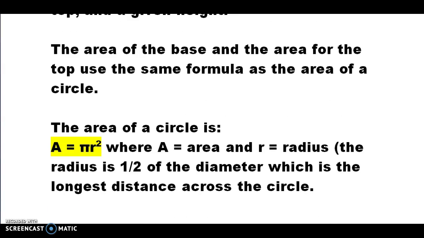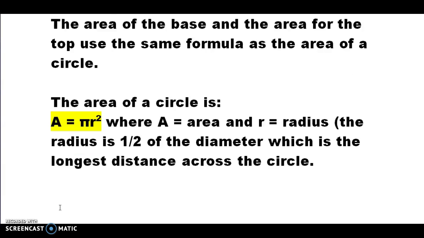The area of the base and the area of the top is given by the formula for the area of a circle. So the area of a circle is given by the formula pi r to the second power. In this formula highlighted in yellow, A is the area, r is the radius. The radius is 1/2 the distance of the diameter. The diameter is the longest distance across the circle, and the radius is the distance from the center of the circle to the outside edge. So depending on which one we have, we may know radius, we may know the diameter, but we can certainly calculate the other one from what we know.